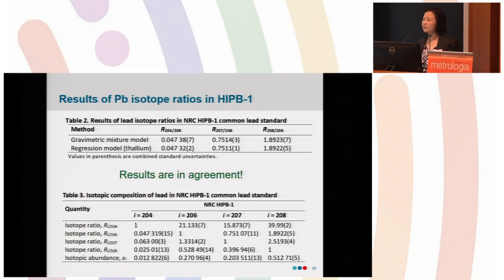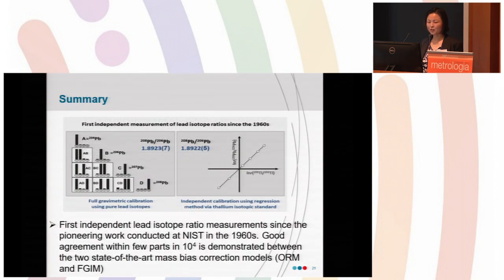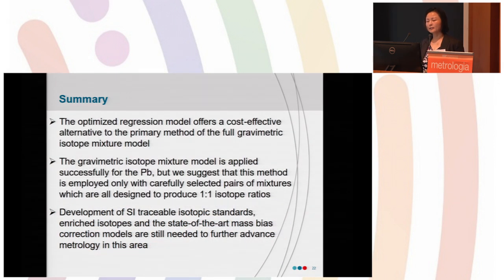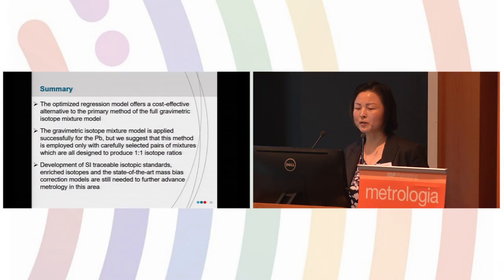As a result of this study, NRC was able to produce a certified reference material for lead, a common lead standard. So in conclusion, these are the first independent lead isotopic ratio measurements since the pioneering work conducted at NIST in the early 60s. Good agreement between those two methods was within a few parts in 10 to the 4. And as I mentioned already, the optimized regression model is a cost-effective model compared to the primary method.